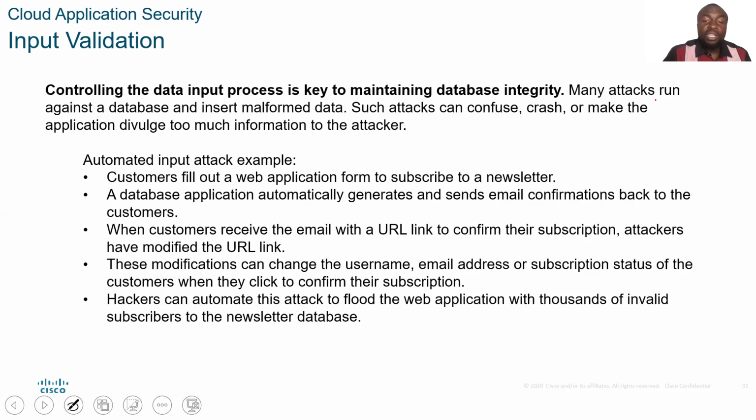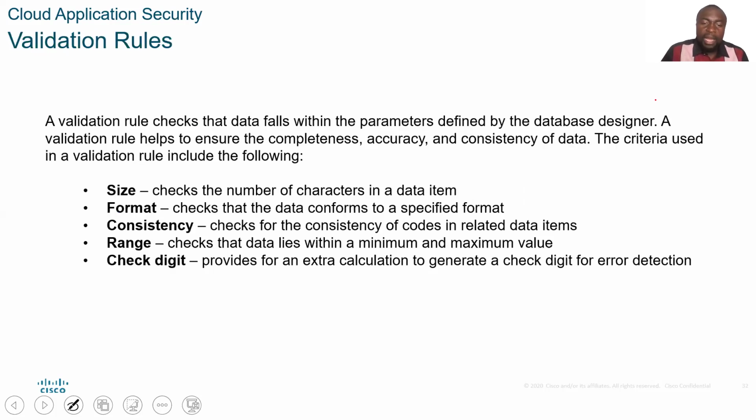So automated input attack examples. A customer may fill out a web application form to subscribe to a newsletter. Another attacker may do that. And then a database application normally generates and sends an email confirmation back to the customer. An attacker can do that. When the customer receives an email with a URL link to confirm their subscription, attackers have modified the URL. That's another way. These modifications can change the username, email address, or even subscription status of the customer when they click to confirm their subscription.